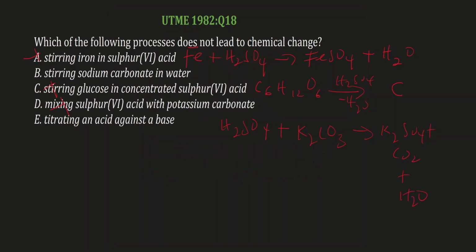Option E says titrating an acid and base. All right. So we know that when an acid is combined with a base, it's going to give us salt and water. And that also leads to a chemical change, which means that the correct option is option B.